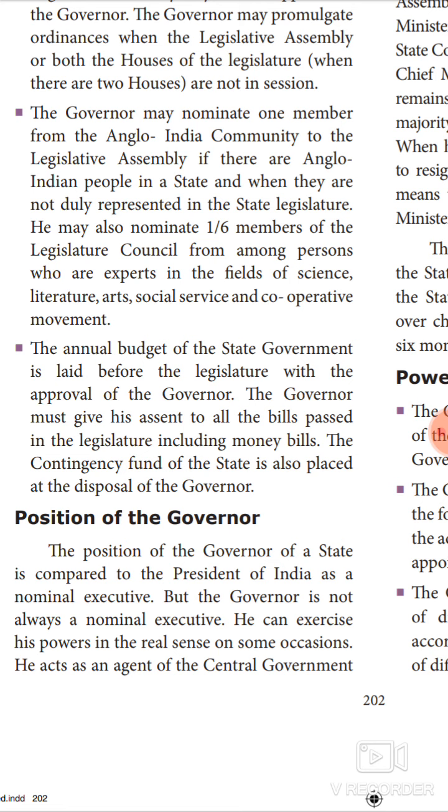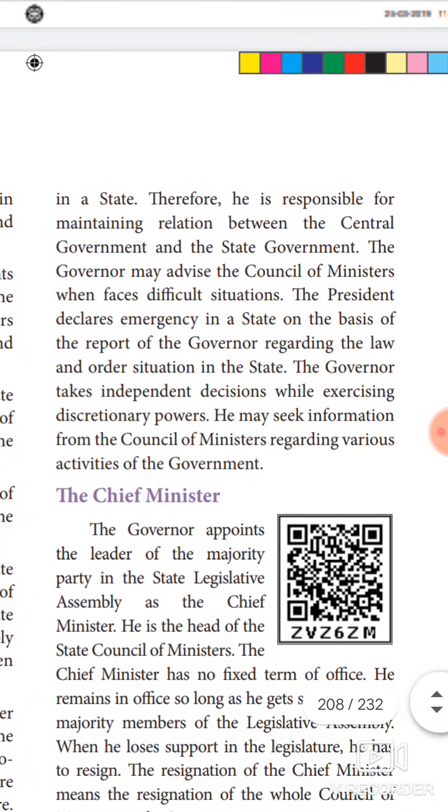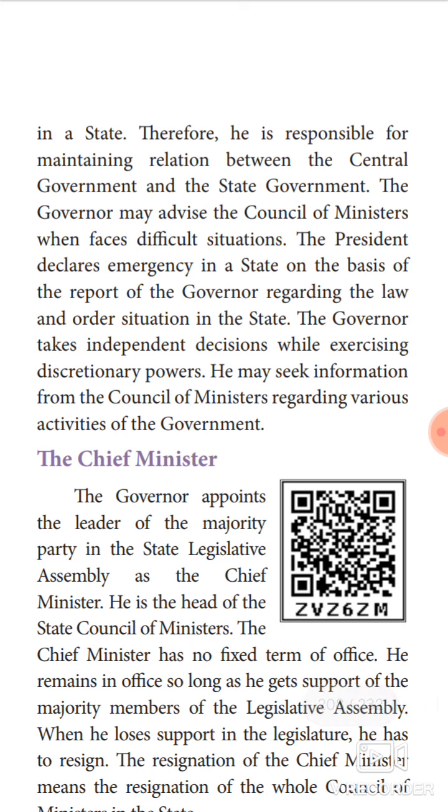The position of the governor. The position of the governor of the state is compared to the President of India as a nominal executive. But the governor is not always a nominal executive. He can exercise his powers in the real sense on some occasions. He acts as an agent of the central government in a state. Therefore, he is responsible for maintaining relation between the central government and the state government.